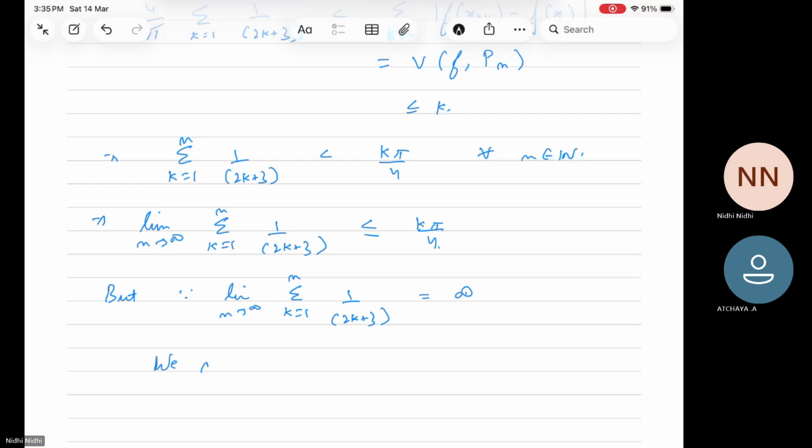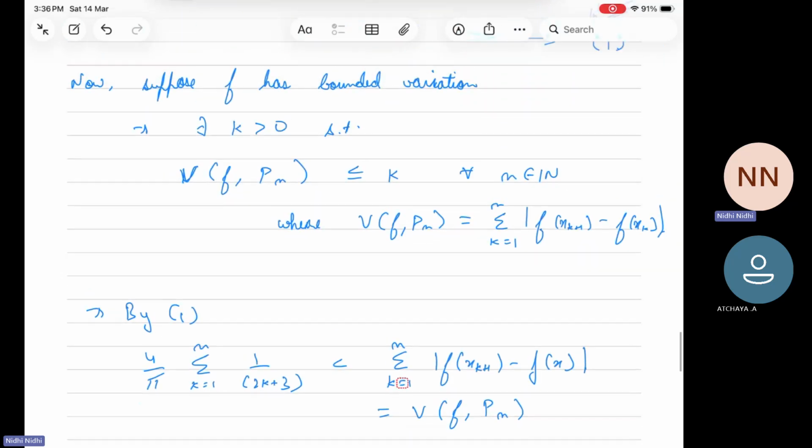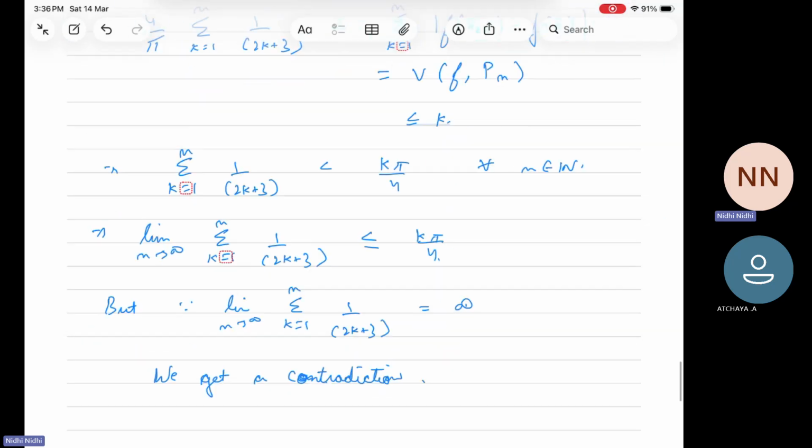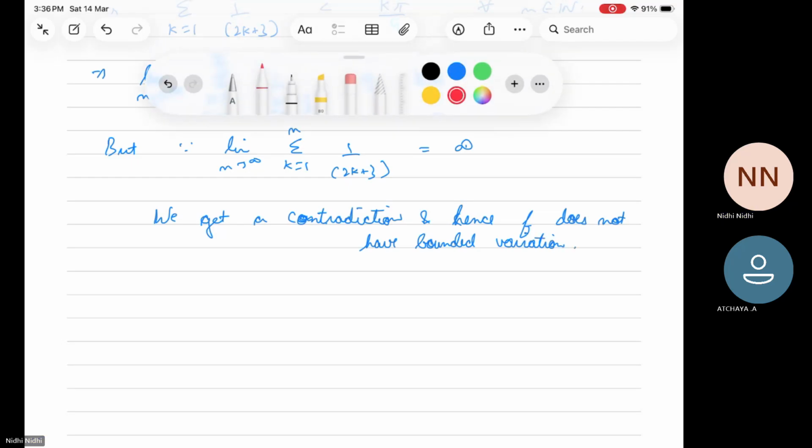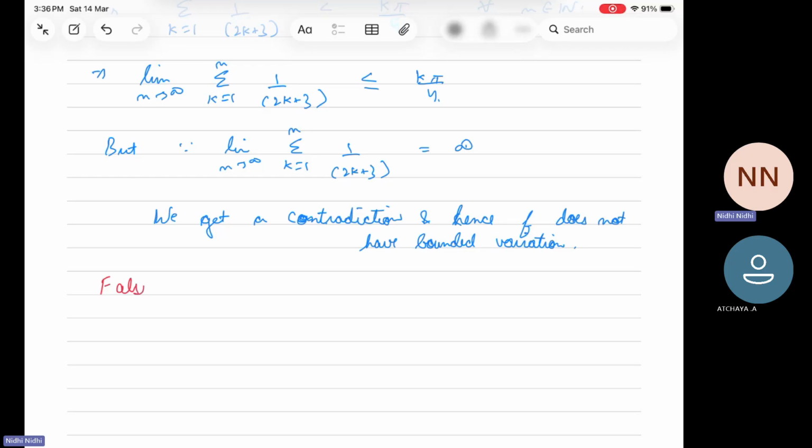We get a contradiction, and hence the function f does not have bounded variation, because we started by assuming that it has bounded variation. We get a contradiction, and hence f does not have bounded variation. Therefore, the given statement is false. Yeah, I think this proof should be fine.